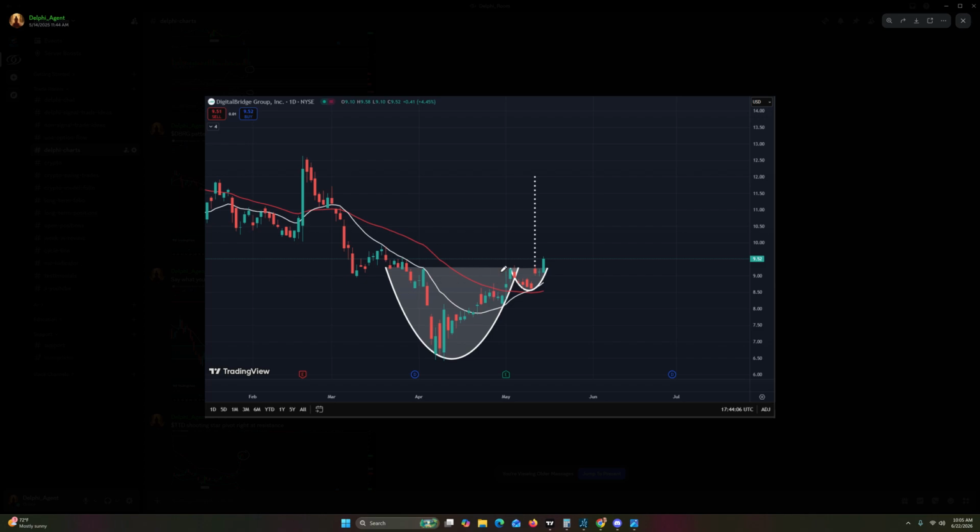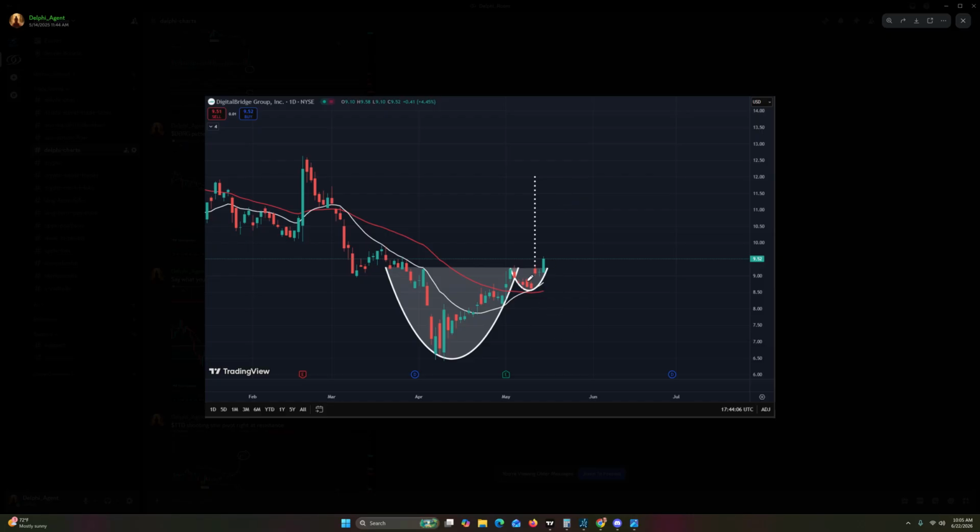Because look, there is a really nice cup and handle pattern here. If you don't know anything about patterns, we have educational channels here at Delphi that cover all this stuff. But a cup and handle pattern is exactly what it sounds like. We have the cup here, and then we have the handle. These are one of our favorite patterns to trade. When you get the breakout, you get a move.